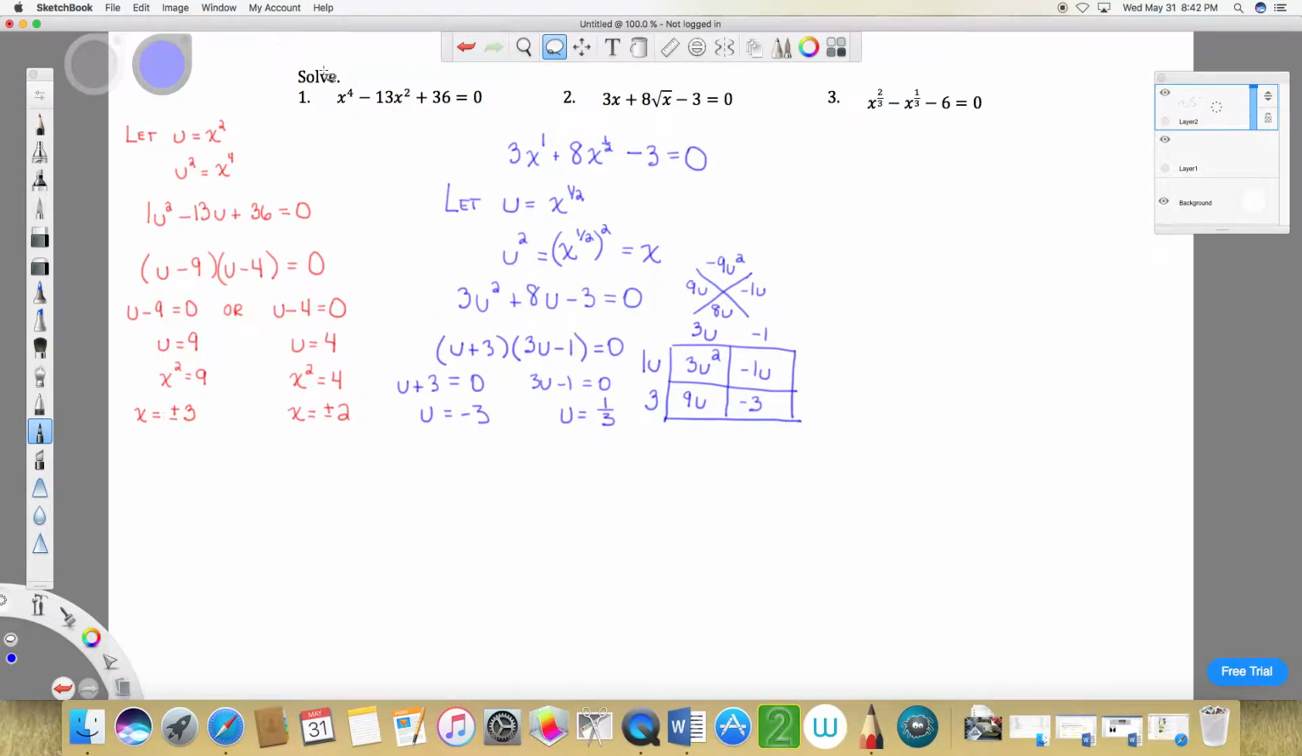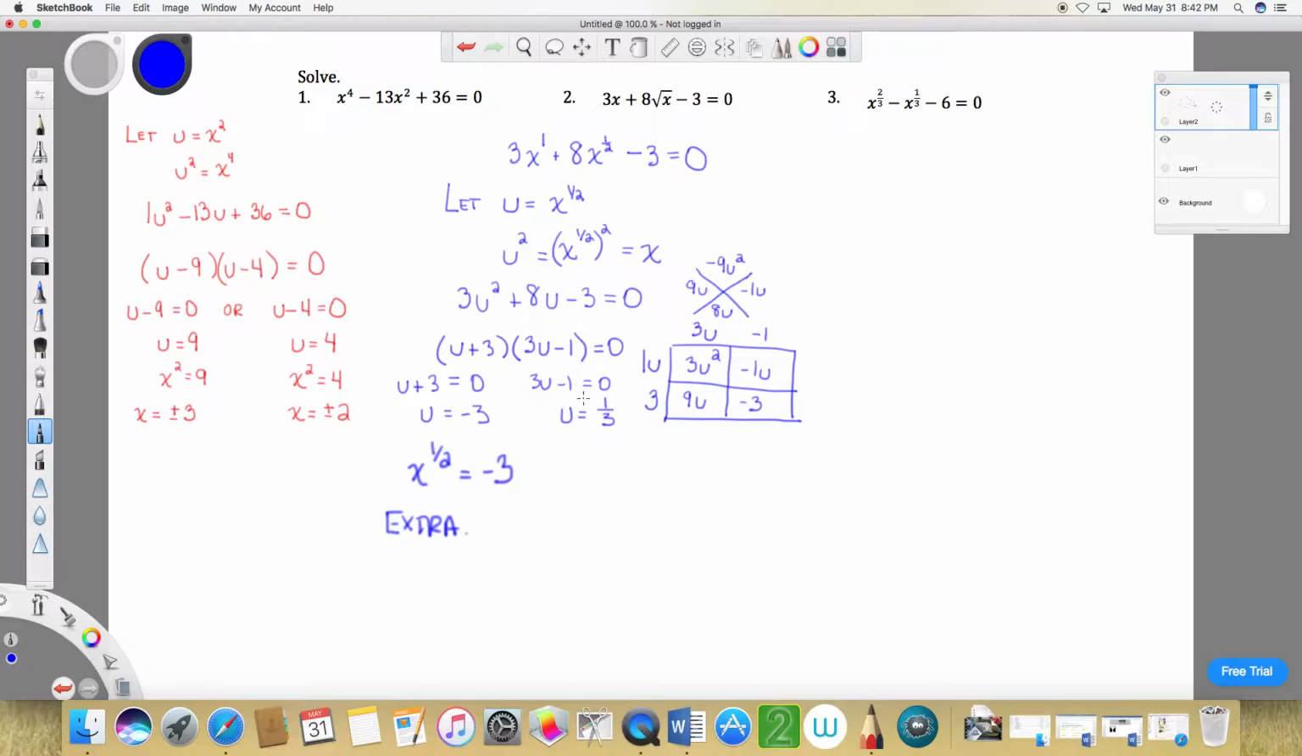All right, so now I've solved for u, but remember my original variable was x. So I need to come in and replace the u with x to the 1/2 power. The x to the 1/2 power will never be a negative value. The square root of x is never going to be negative. That's a principal square root, and by definition, it's always 0 or positive. So this solution is extraneous. This isn't going to give me an answer here.